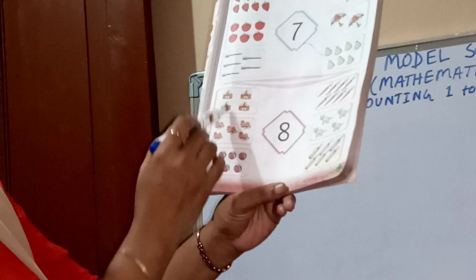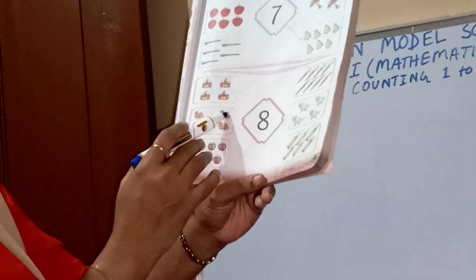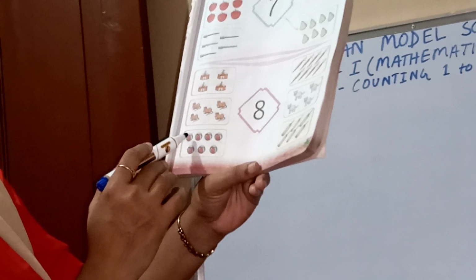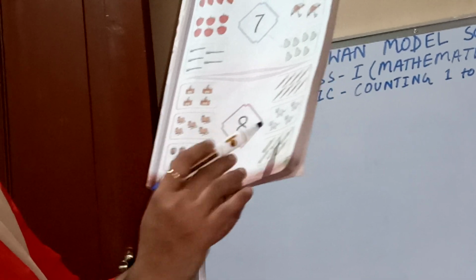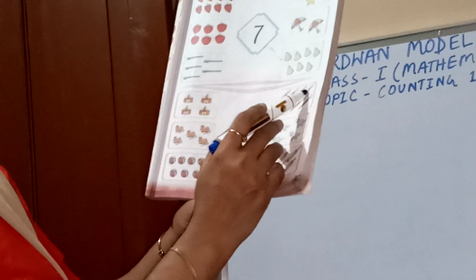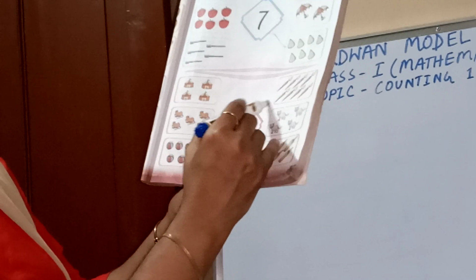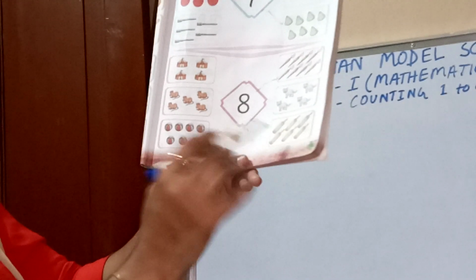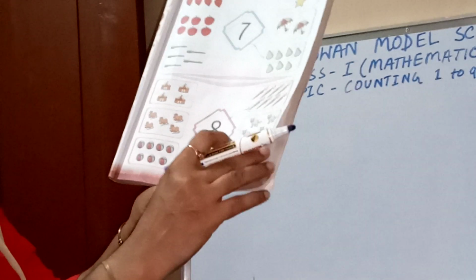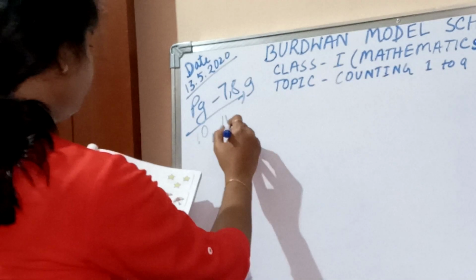Now is 8. 1, 2, 3, 4. No. 1, 2, 3, 4, 5. Also no. This 1, 2, 3, 4, 5, 6, 7. No. Now 1, 2, 3, 4, 5, 6, 7, 8. Yes. Match with that 8. And this was 1, 2, 3, 4. No. 1, 2, 3, 4, 5, 6. No. Okay, children.